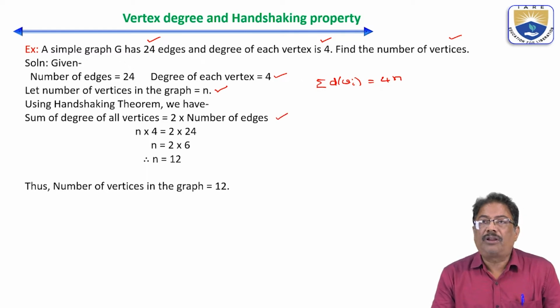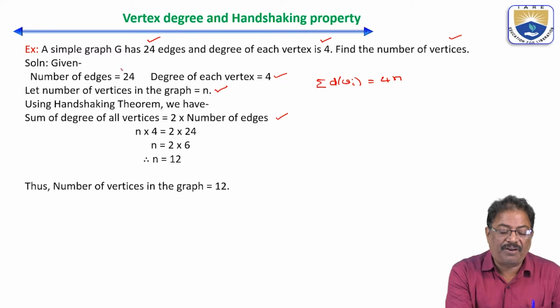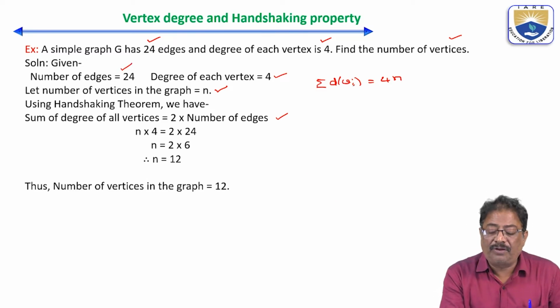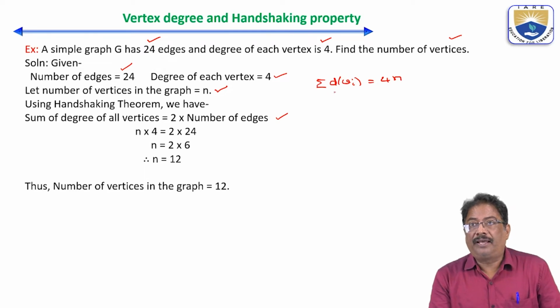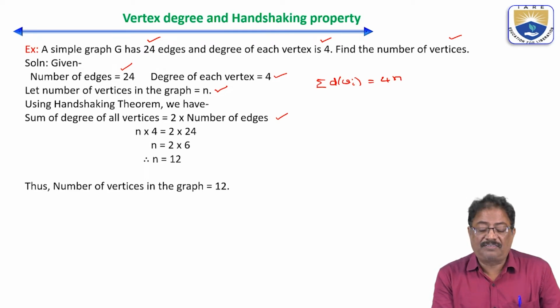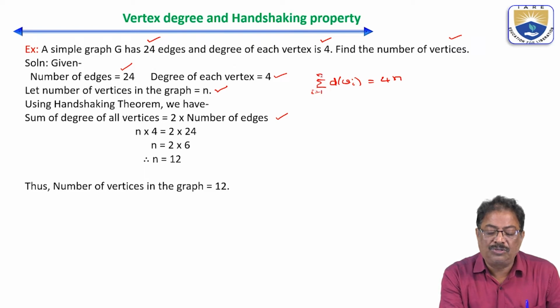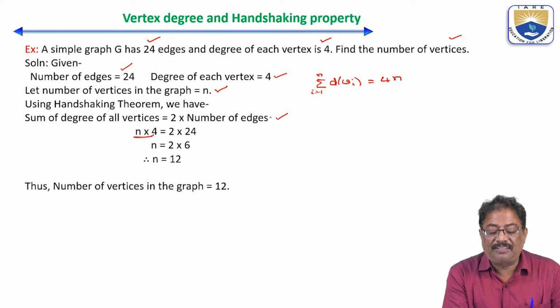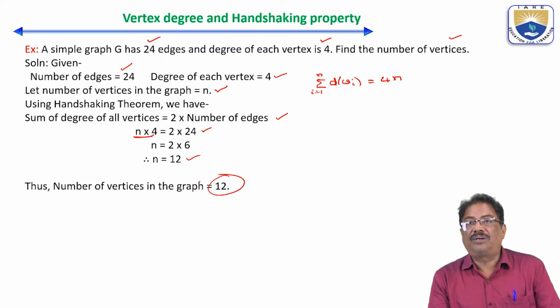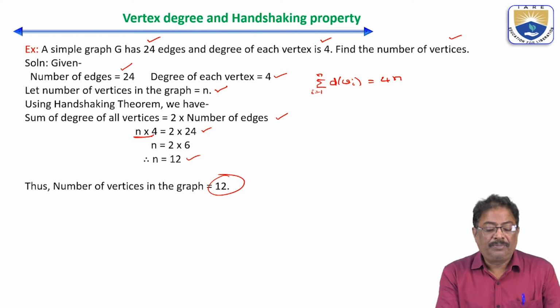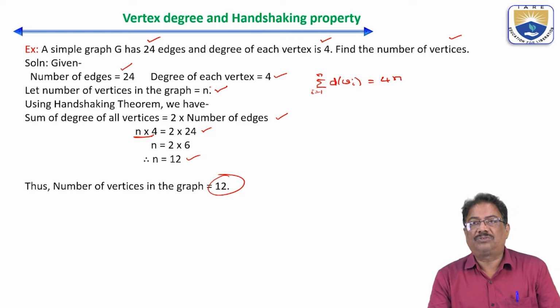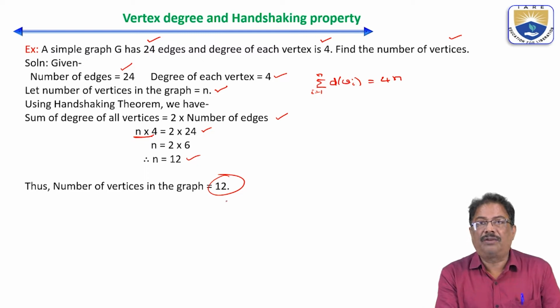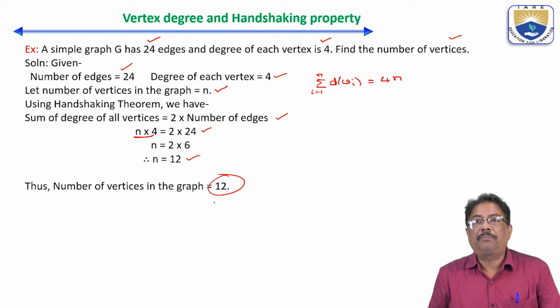The sum of the degrees of all vertices must be equal to 2 into the number of edges. The number of edges is given as 24. So the summation of d(vi), the degree of the vertices, for i equals 1 to n, is equal to 4n, and this is nothing but 2 into the number of edges. So from this, 4n equals 2 into 24, so there are 12 vertices in that graph. Here, the assumption is the number of vertices is n, and that n value we calculate by using the handshaking property.